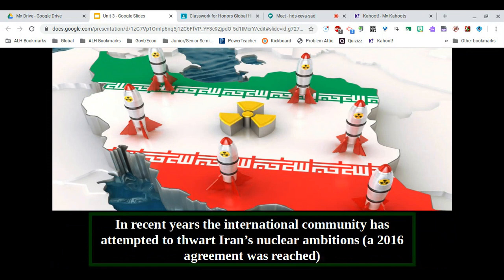In recent years, the international community has attempted to thwart Iran's nuclear ambitions. There was a nuclear arms agreement that was reached. Many times, the Iranian government has said, "We are not trying to get uranium to build nuclear weapons. We are trying to get uranium for power and industry." And the world kind of looks at Iran and goes, "Well, you're one of the wealthiest oil countries in the world. Why do you need uranium for that?" And there was an agreement that was reached. It has more recently been kind of thrown out the window during the Trump administration.